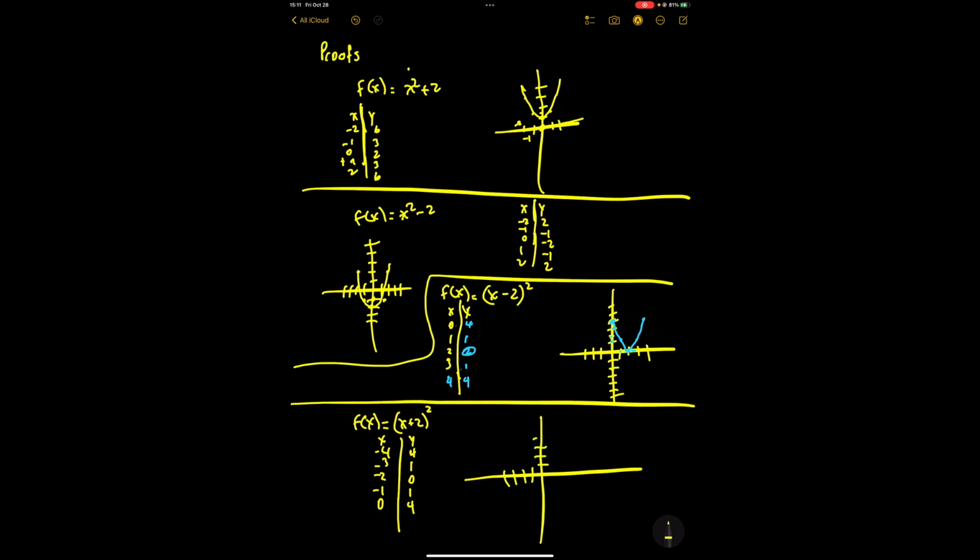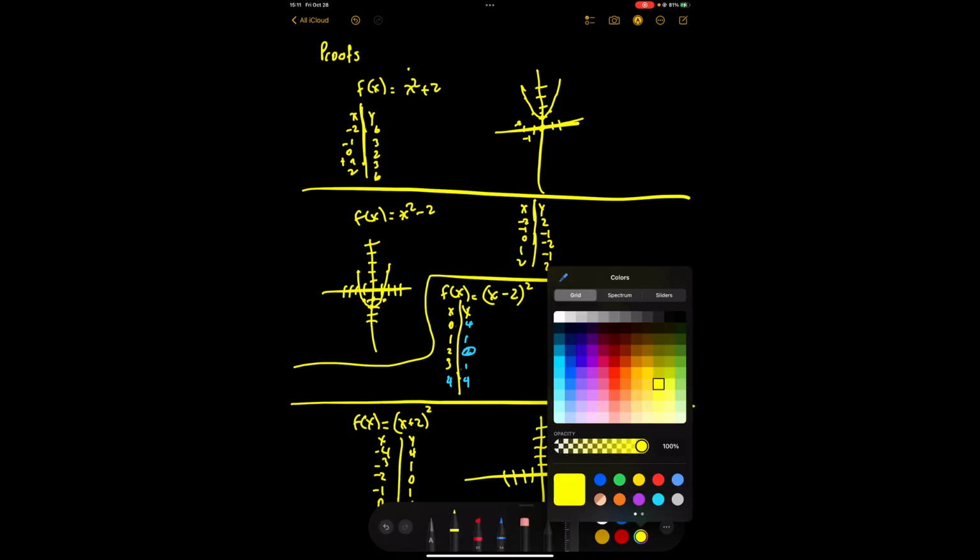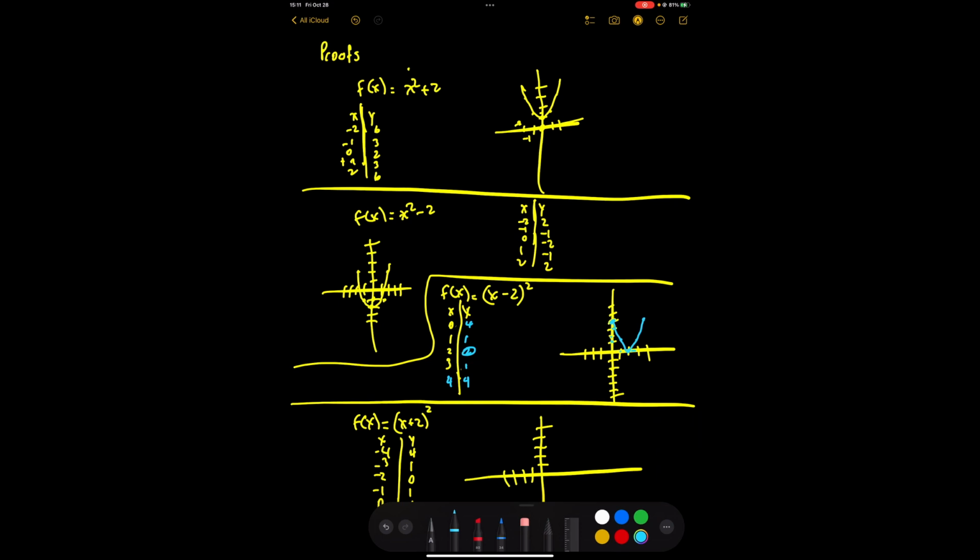1, 2, 3, 4, 5. And I'm going to change this to blue. And that's going to be at -4. It's going to be 4. So 1, 2, 3, 4. That's going to be right here. At -3, it's going to be 1.